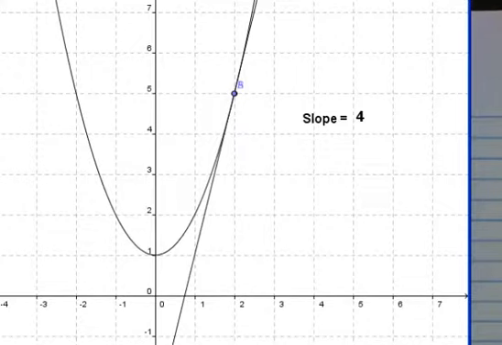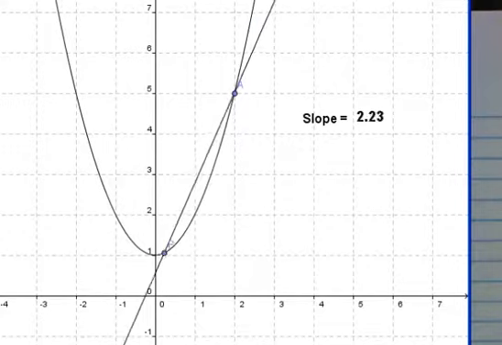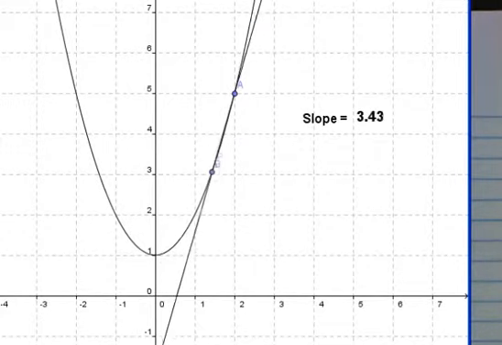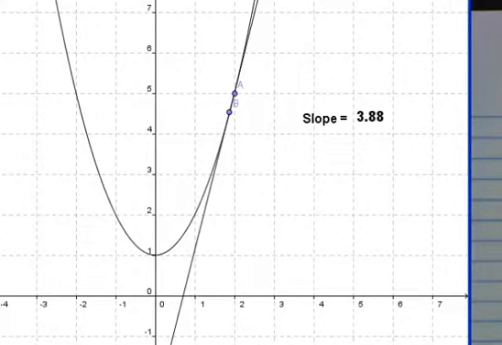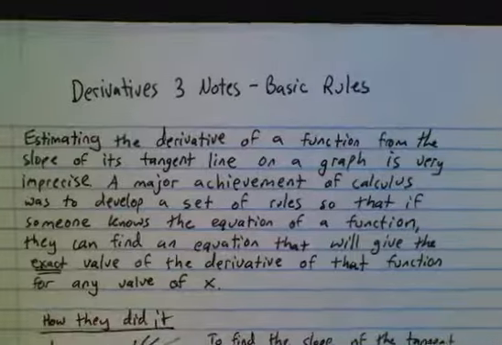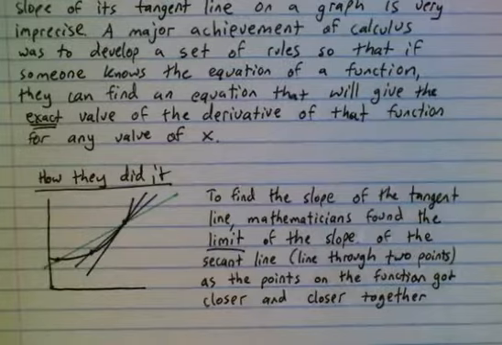And while mathematicians of this time period didn't have fancy computer programs to calculate slopes for them, they did have a knowledge of limits, and they were able to find this limit as dot B gets closer and closer to dot A. What is the slope of that line getting closer and closer to? Let's record what we just saw in the demonstration.